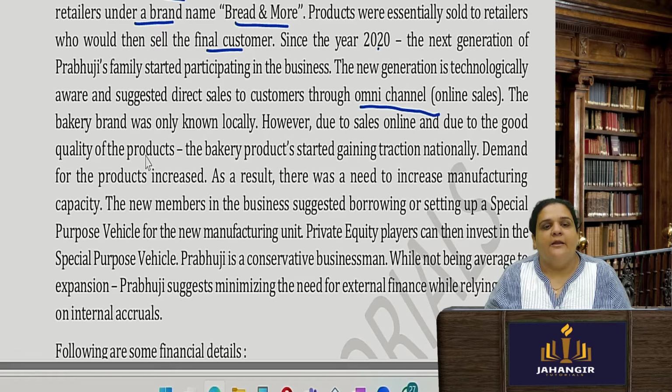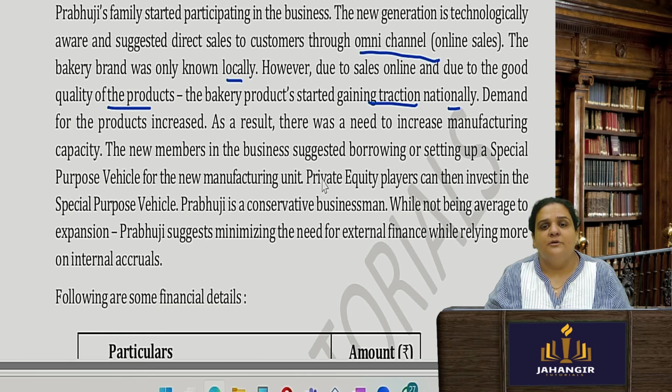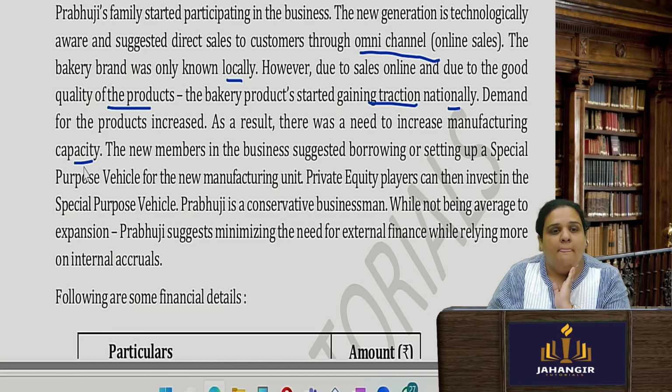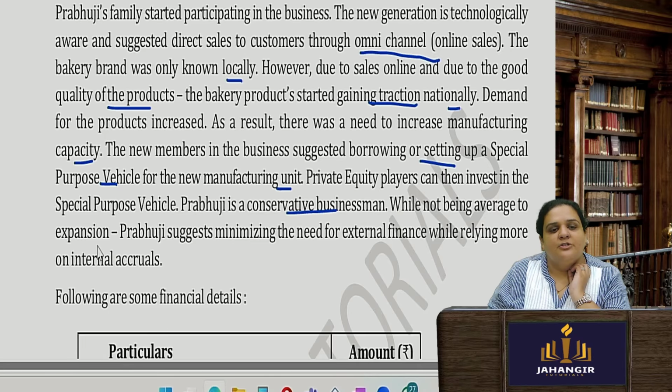The bakery brand was also known locally. However, due to online sales and due to the good quality of the products, the bakery products started gaining traction nationally. Demand for the products increased. As a result, there was a need to increase the manufacturing capacity. See, something similar to what we did with that Komal, Naina and Garima ghee business. The new members in the business suggested borrowing or setting up a special purpose vehicle for the new manufacturing unit. Private equity players can then invest into this SPV.